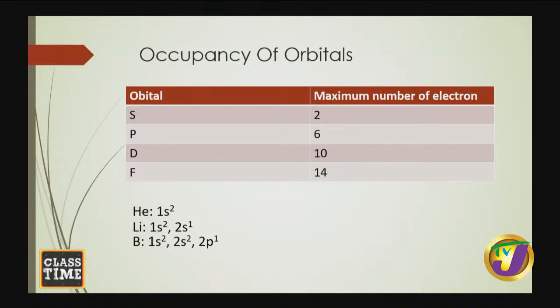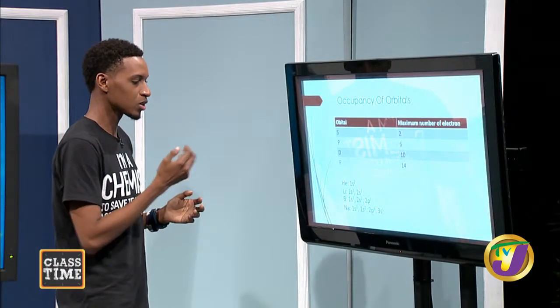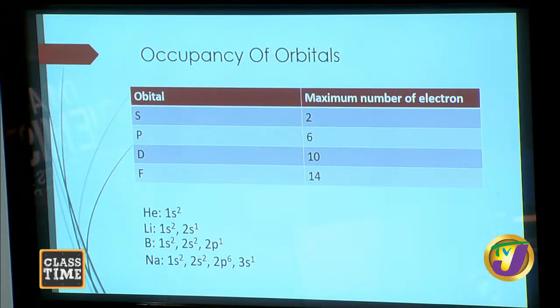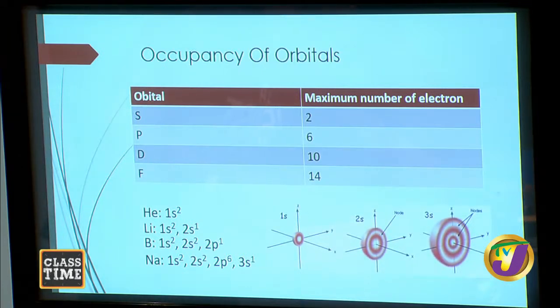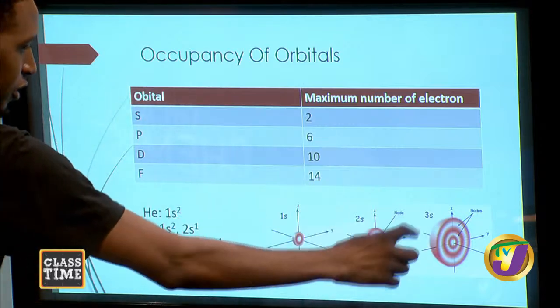Sodium uses the third energy level. Sodium has 11 electrons. So if we're going to place these 11 electrons in the orbitals, we'd have 1s2, 2s2, 2p6, and 3s1. Now, the 3s orbital comes into play here, and it would look something like this. So you can see the 3s orbital.